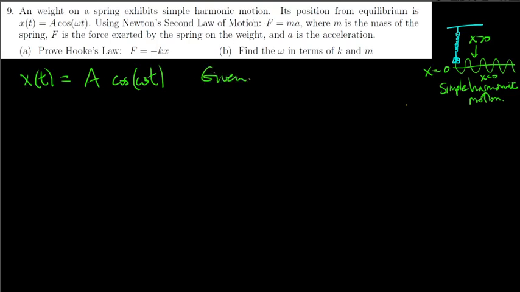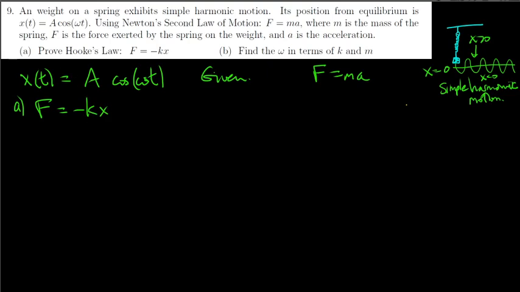And we're also given Newton's second law of motion. If you've had physics, you know very well what this is, and you know what it means. m is the mass, a is the acceleration, of course. In fact, I tell you that. So from that, we want to prove Hooke's law, which is that the force is negative k times x.